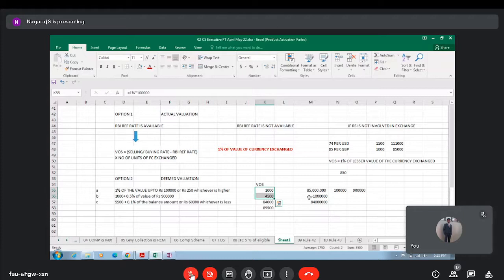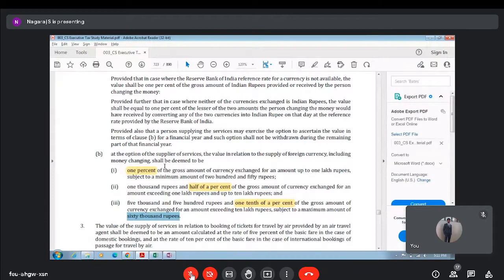Are you guys understanding? Yes, sir. Okay. You might get this question this time, either the first option or the second option. Most of the chances you will get the first option question.